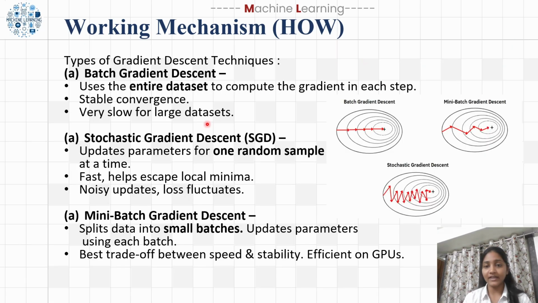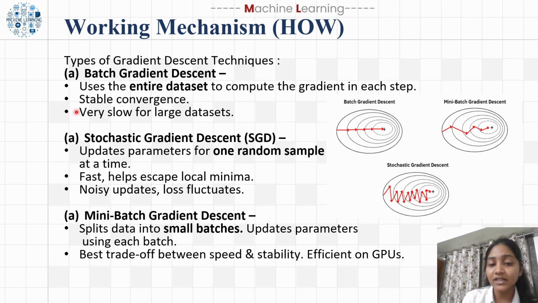These are the types of gradient descent, because we cannot use one type for all problems. Batch gradient descent is suitable for a small dataset, and we use the entire dataset to compute the gradient in each step. The second one is stochastic gradient descent. Here it updates parameters for one random sample at a time. So we are not going to take all the dataset, we are going to take random samples and then calculate its gradient. It's fast and helps to escape local minima.